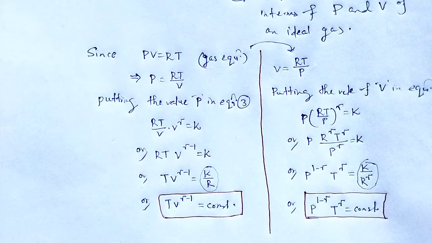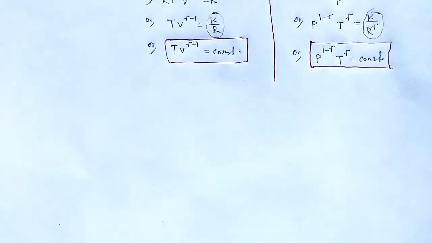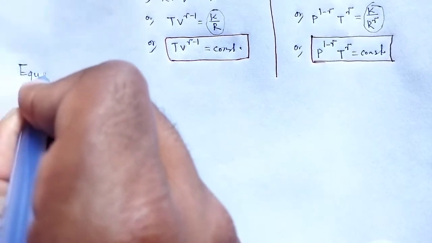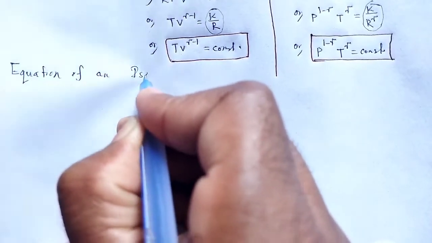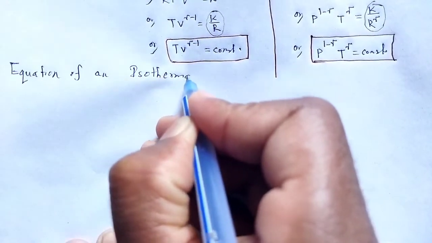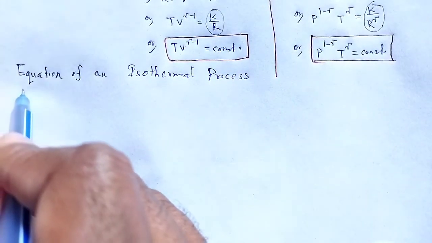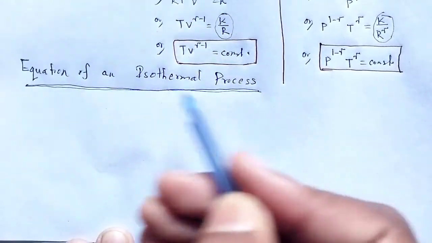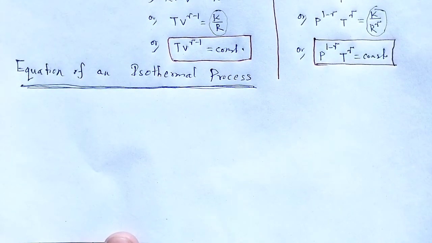Now we derive what should be the equation of an isothermal process. Isothermal means that throughout the process the temperature is treated as constant, or we can say the change in temperature will be 0. So what should be the equation of an isothermal process?